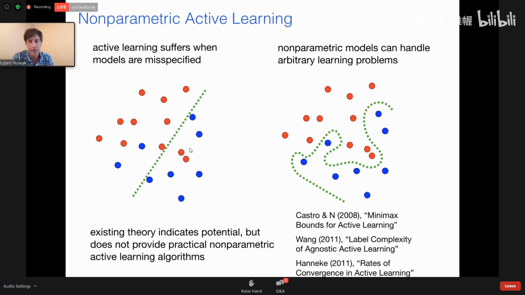And so what this work shows is that the theory indicates what the potential of nonparametric active learning is, but broadly speaking, it doesn't really provide practical algorithms for nonparametric active learning. And so that's something that I've been researching for the last few years. And I'm going to tell you a little bit about it, beginning with an idea that we had a few years back.